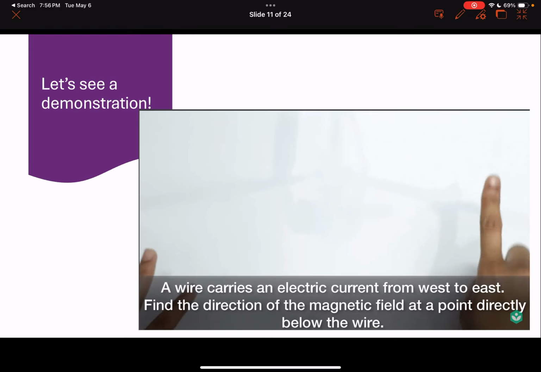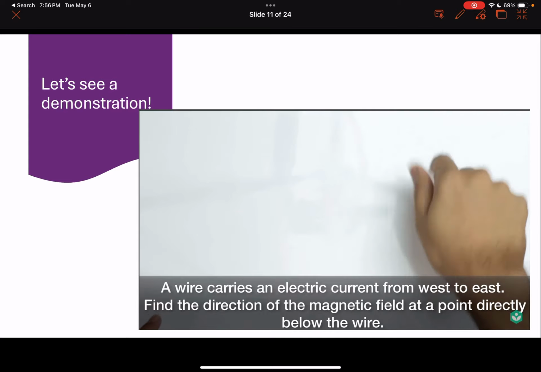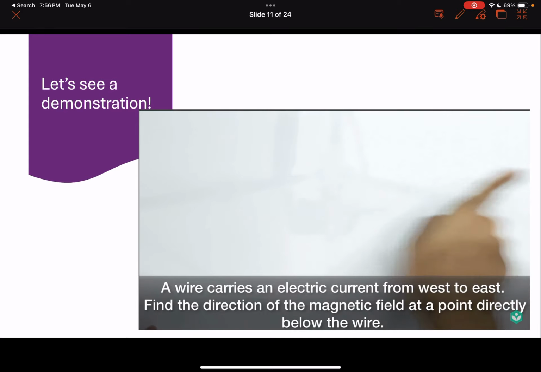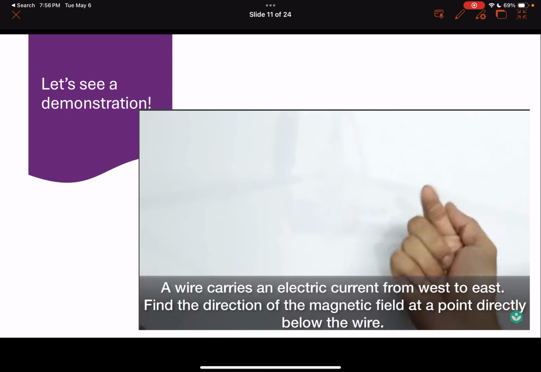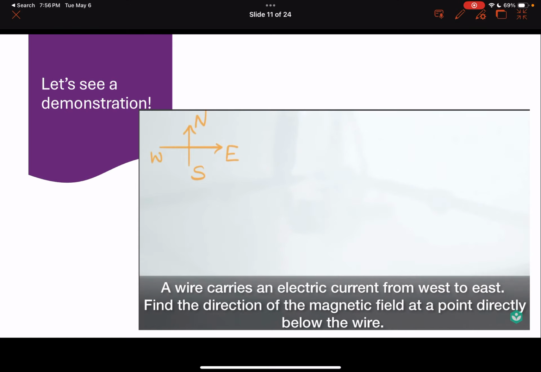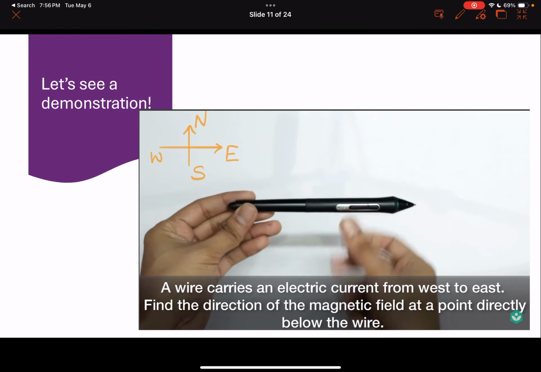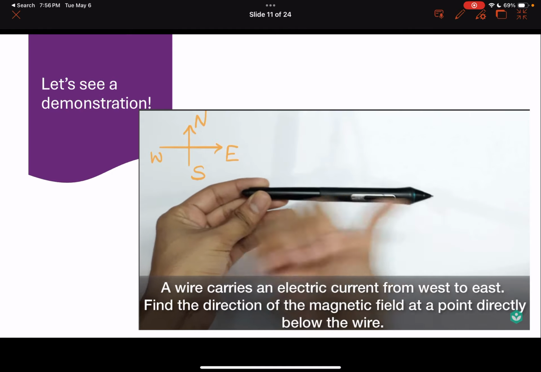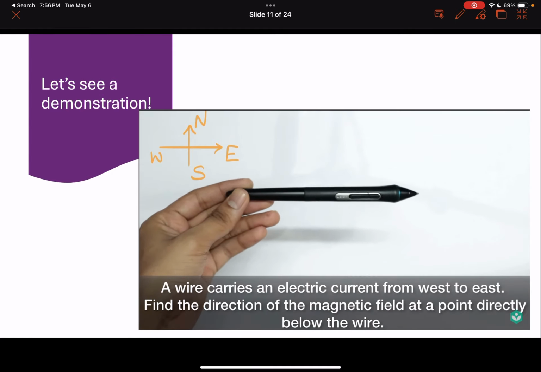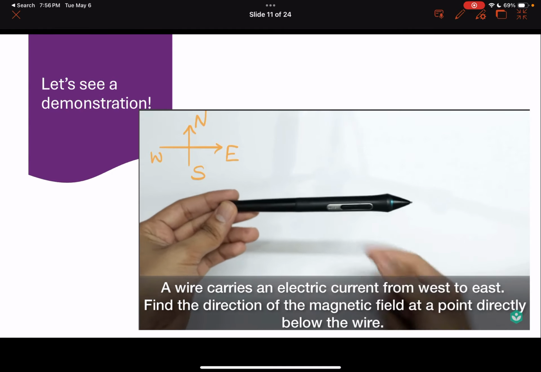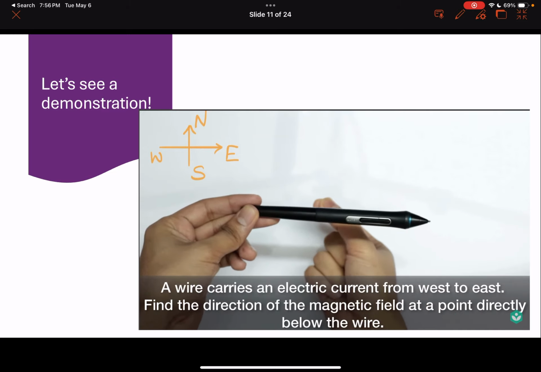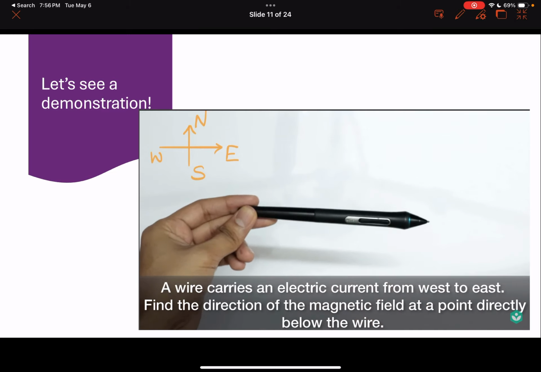So just to remember, this is north, this is south, right is east, left is west, up and down. So we have a wire that carries electric current that runs from west to east. West to east is this way. If this is our wire, from west to east, electric current is in this direction. We need to find the direction of the magnetic field at a point directly below the wire. So we have to find somewhere below it.